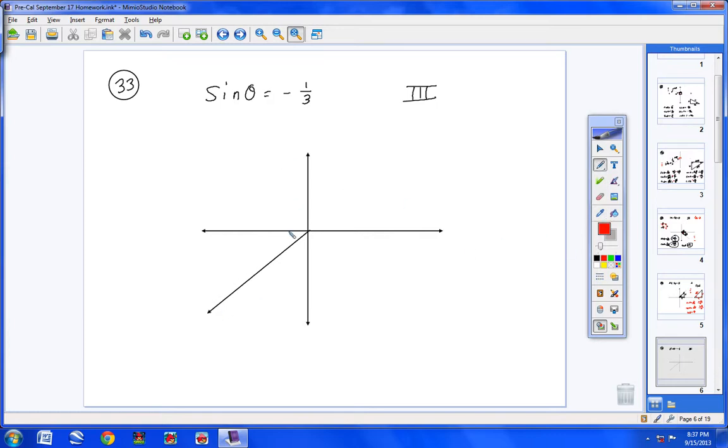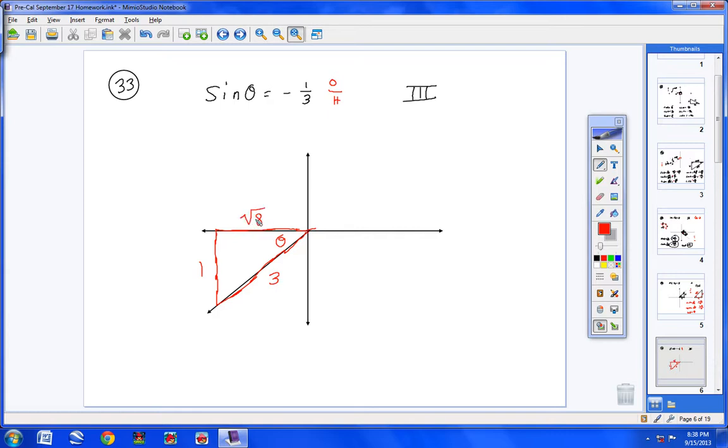Now, here's theta right here. Let's go ahead and draw our right triangle coming down like we always do. There's the right triangle. And now, what do we know about sine? The sine of theta is 1/3. Well, don't forget 1 is your opposite and 3 is your hypotenuse. So opposite would be 1. Hypotenuse would be 3. And this would be square root of 8.